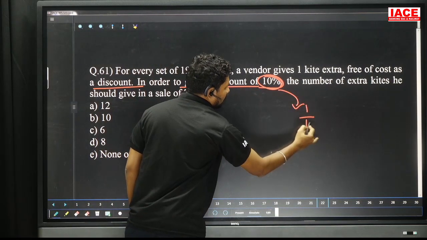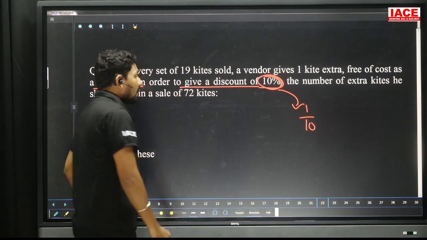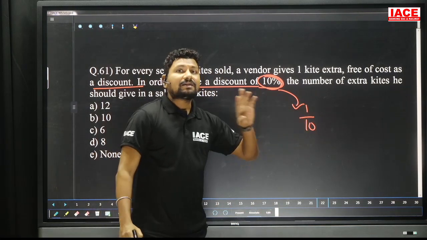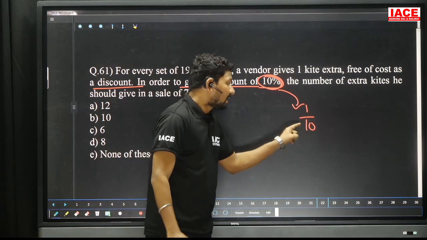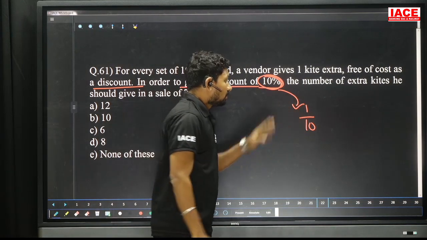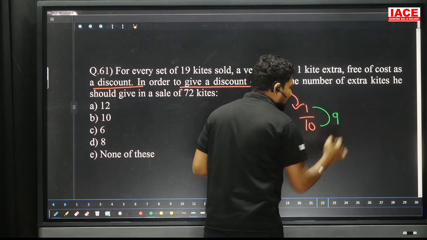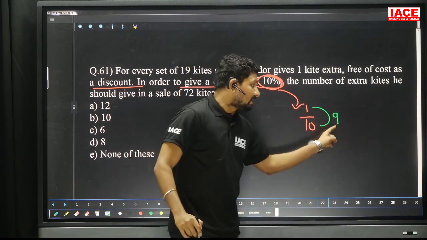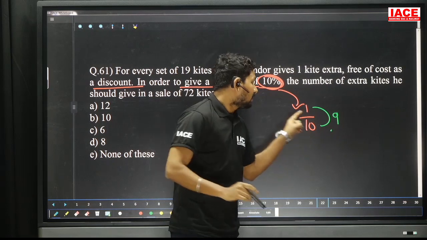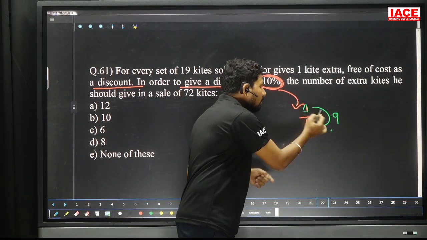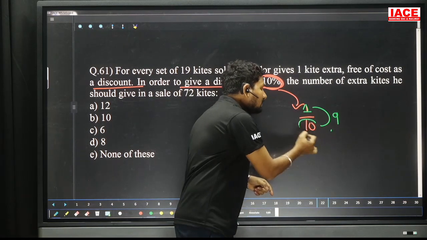10% is equal to 1 by 10. What is the 1 by 10 meaning? Every 10 kites, he is getting one kite free. So the total kites are 10. Then the difference is what? 9. When he orders 9 kites, he is getting how many extra kites free? 1 kite is free. Finally in his hand, 10 kites.